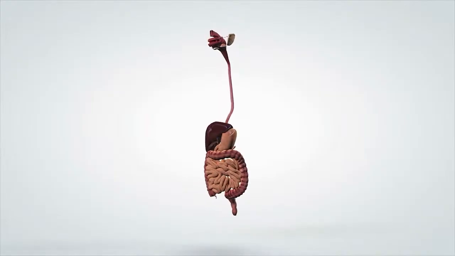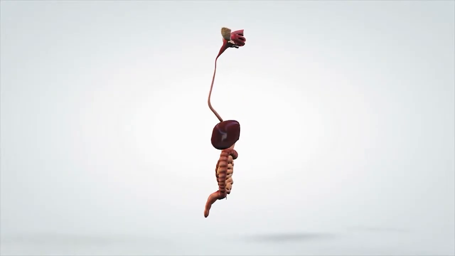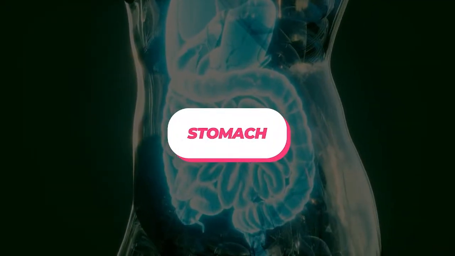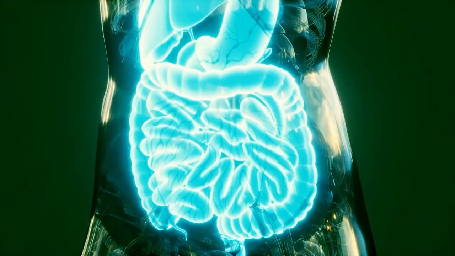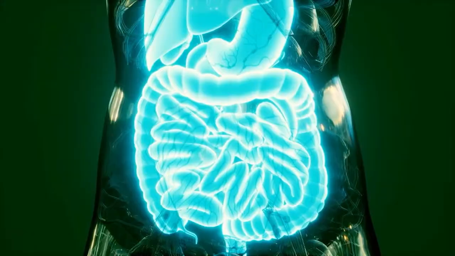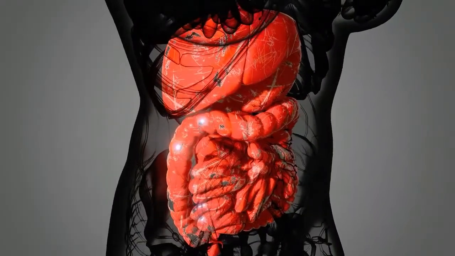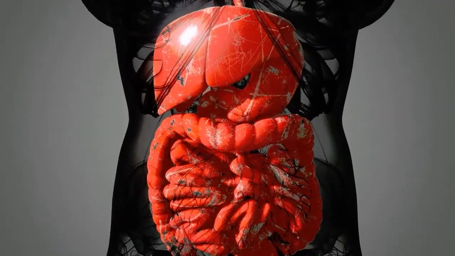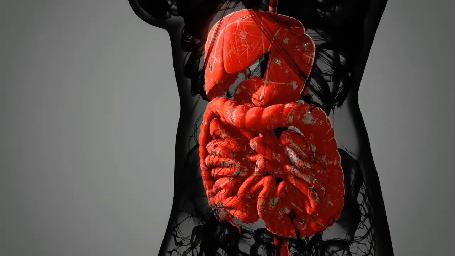The esophagus also has a lower esophageal sphincter, which is located at the bottom and separates the esophagus from the stomach. Stomach. The stomach is a muscular sac that plays a crucial role in the digestion of food. It mixes food with stomach acid and digestive enzymes, which helps to break down proteins and kill harmful bacteria. The stomach also releases a hormone called ghrelin, which signals to the brain that the body is hungry.